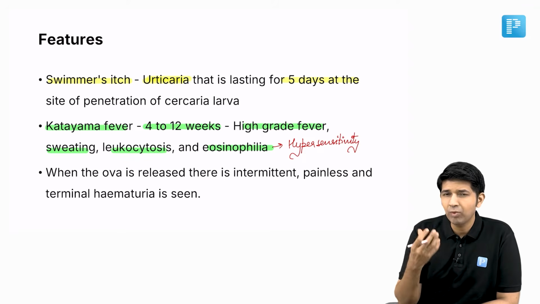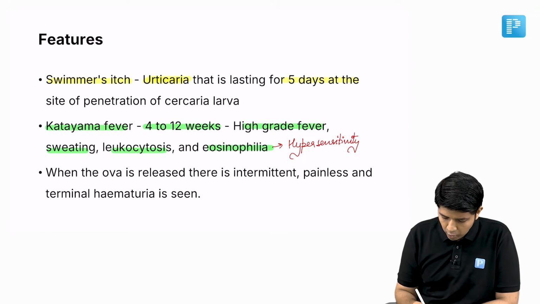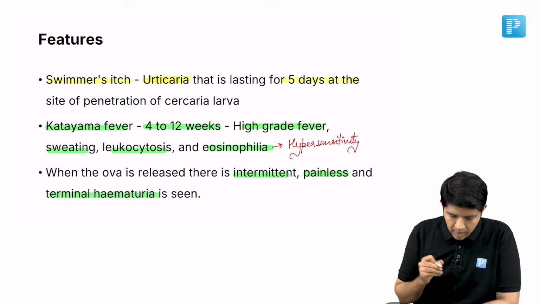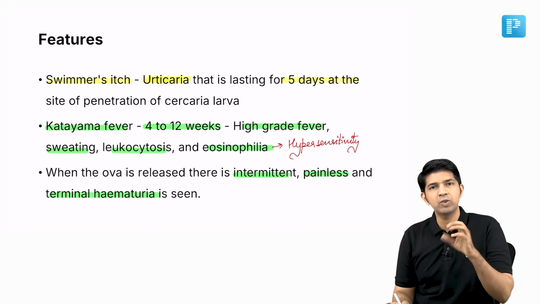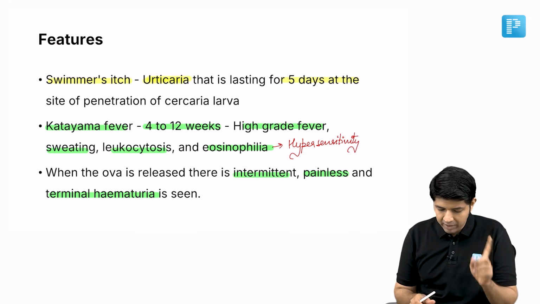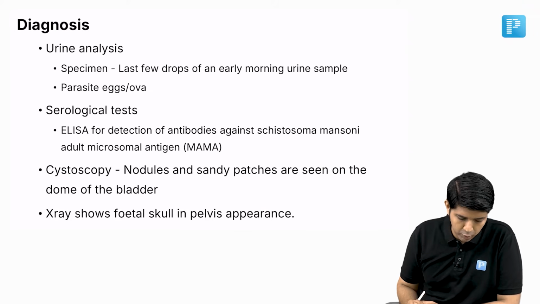Second thing is, from the bladder, when they keep releasing the ova, that can lead to intermittent, painless, terminal hematuria. As and when those ova are released, the patient can have intermittent, painless, terminal hematuria.